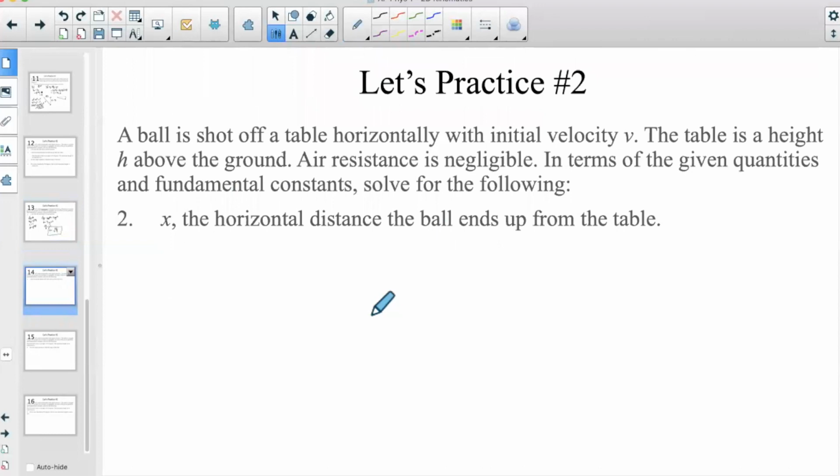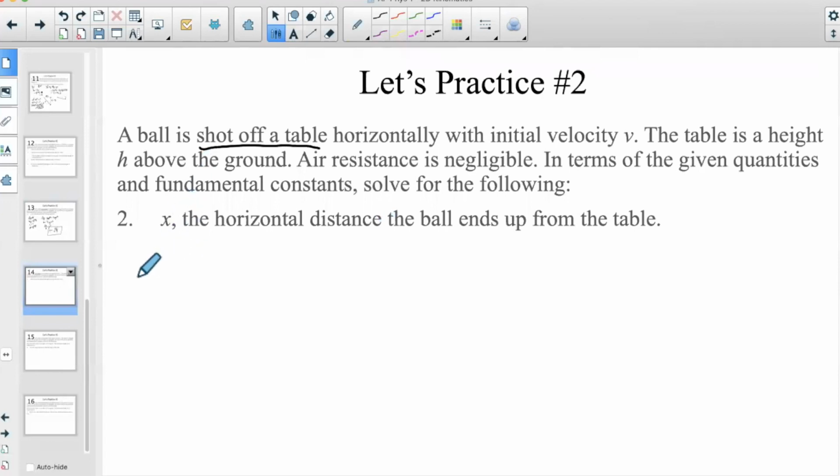Number 2, we're trying to solve for x, the horizontal distance, or the range the ball ends up from the table. Here's the thing, you cannot use the range equation here though, because you are starting on a table. A table has a height, h, and you're ending below that. So since you're not starting and ending at the same spot, you can't use the range equation. We have to figure this out on our own.